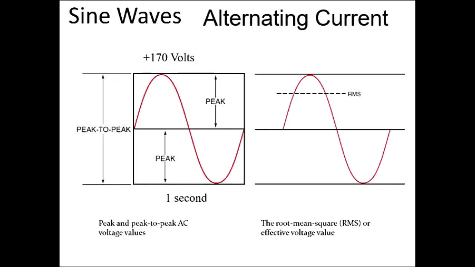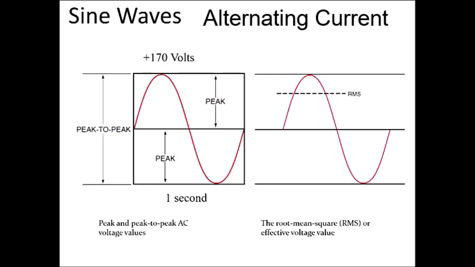The electricity coming out of the wall outlet in your home has a peak voltage of 170 volts, but if we multiply 170 volts times 0.707, it's going to give us approximately 120 volts, which is the RMS voltage, which is the usable voltage.